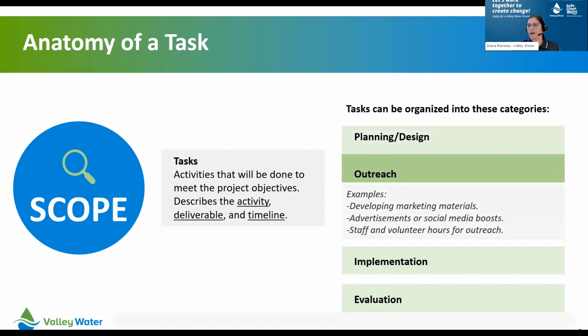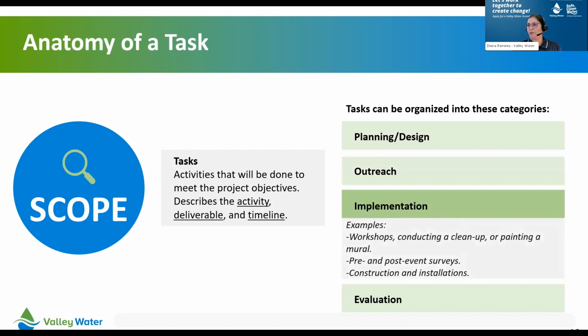Next is our outreach category, or bucket. This covers tasks related to engaging with stakeholders for your project. Some examples include developing an outreach plan or materials like flyers, brochures, handouts, journals, advertisements, social media boosts, staff and volunteer hours for outreach, and hosting a community planning meeting. For example, if your project includes a workshop promoting environmental conservation, some outreach tasks might include distributing informational flyers, engaging local media outlets, or posting on social media.